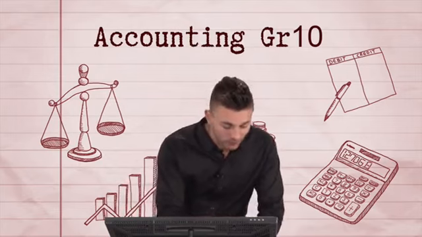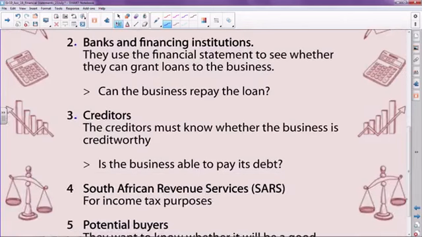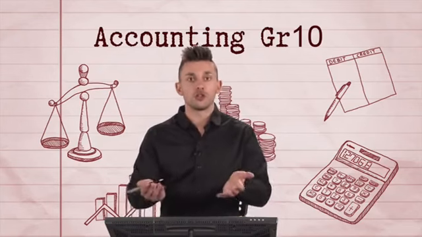Let's look at another one, and this is a similar one. Creditors. The creditor must know whether the business is creditworthy. Is the business able to pay their debts? Now, again, a creditor, someone you owe money to, you have to go to their business and you ask for credit, you do all the forms, but you also sometimes need to give proof of, is this business profitable? Do you have too many debts?